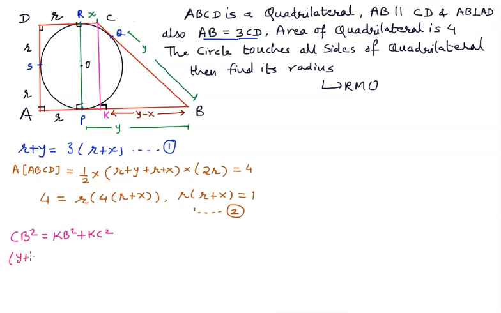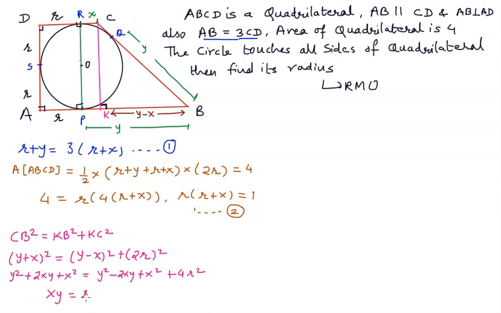So we have (Y plus X) square is equal to KB square, which is (Y minus X) square, plus (2R) square. Now if we simplify, we have Y square plus 2XY plus X square is equal to Y square minus 2XY plus X square plus 4R square. It's very simple to know that XY is equal to R square from here. Okay, and this is going to be our third equation.